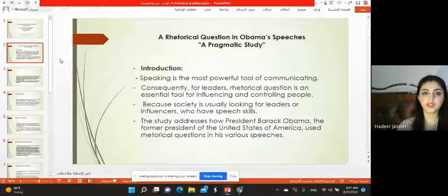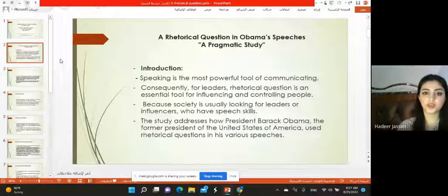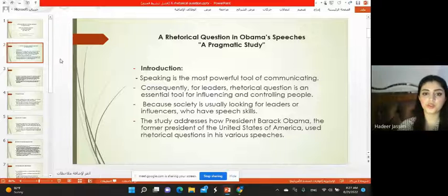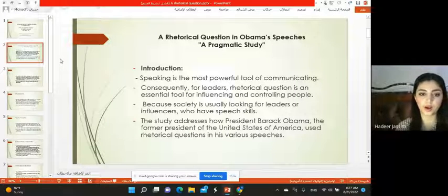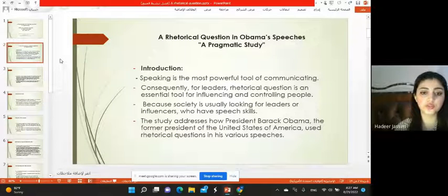Introduction. Speaking is the most powerful tool for communicating. Consequently, for leaders, the rhetorical question is an essential tool for influencing and controlling people, because society is usually looking for leaders or influencers who have speech skills. The study addresses how President Barack Obama, the former president of the United States of America, used rhetorical questions in his various speeches.